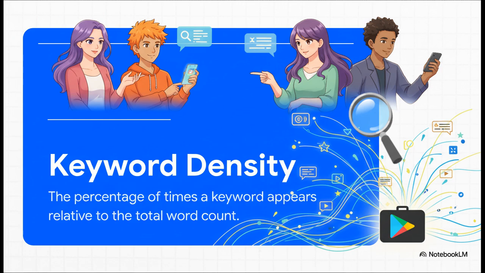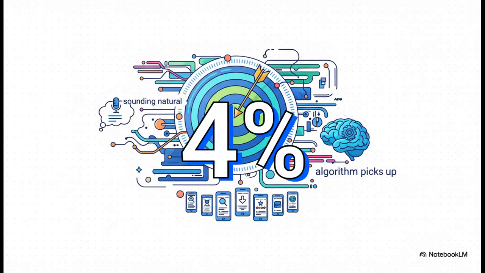Okay, a really critical part of our blueprint is this thing called keyword density. It sounds technical, but it's super simple. It's just how often your main keyword shows up in your text. This is a massive signal to the Google Play algorithm that helps it understand what your app is all about. Now, what's the magic number here? Well, you're aiming for a keyword density of at least 3%. But honestly, the real sweet spot, the goal that's going to give you the most impact, is 4%.